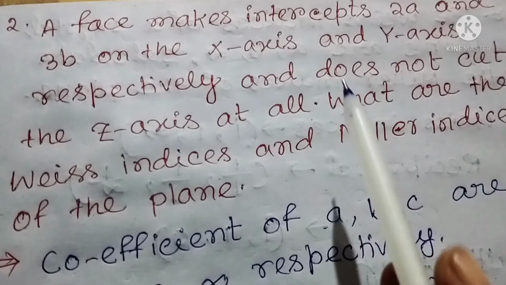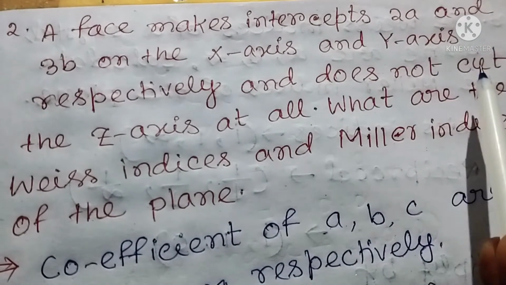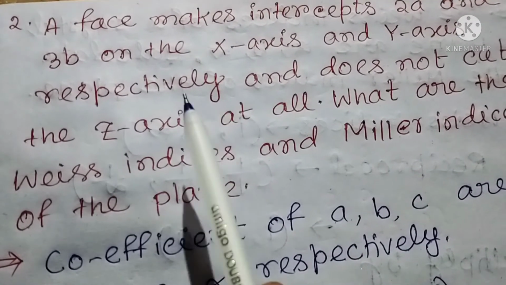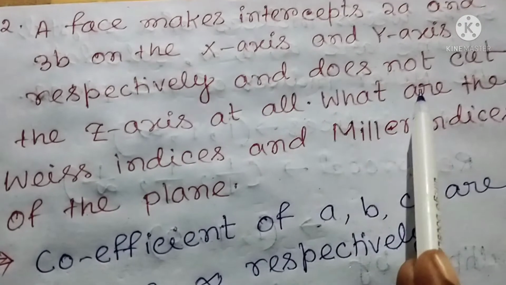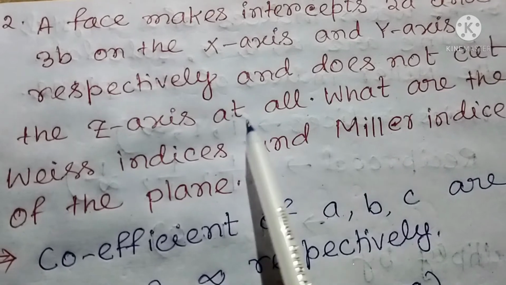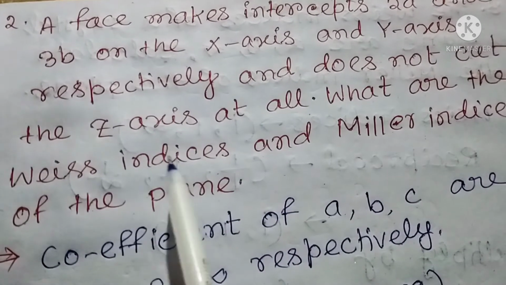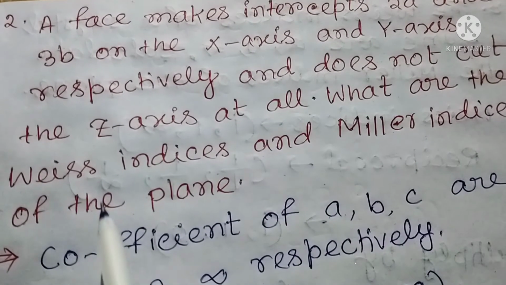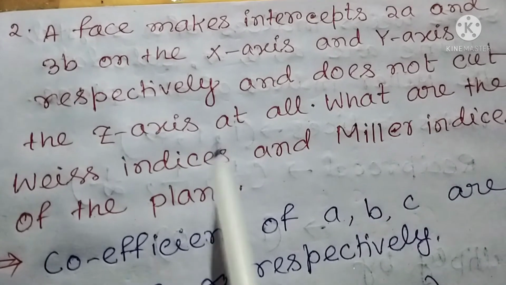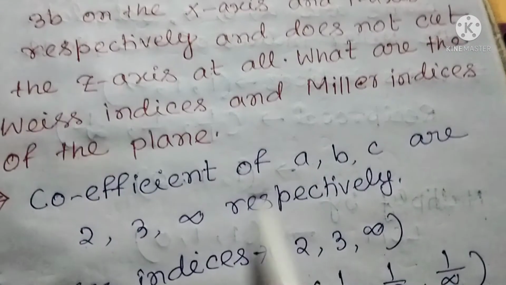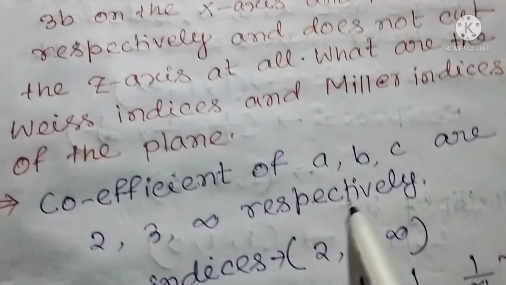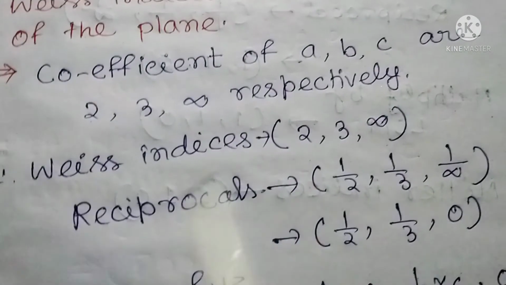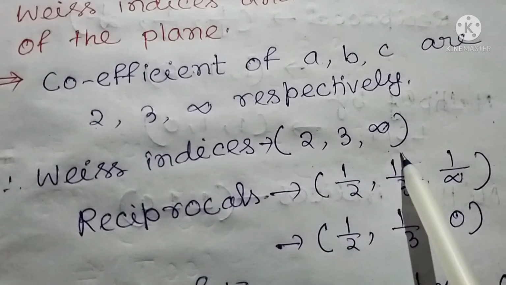A face makes intercepts 2a and 3b on the x-axis and y-axis respectively and does not cut the z-axis at all. What are the Weiss indices and Miller indices of the plane? This is the next question. So, coefficients of a, b, c are 2, 3 and infinity respectively. So, the Weiss index is 2, 3 and infinity.